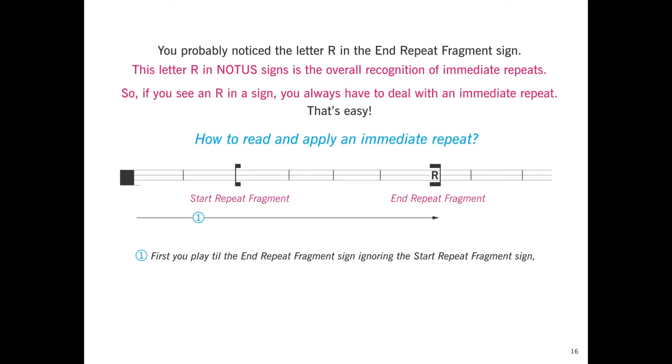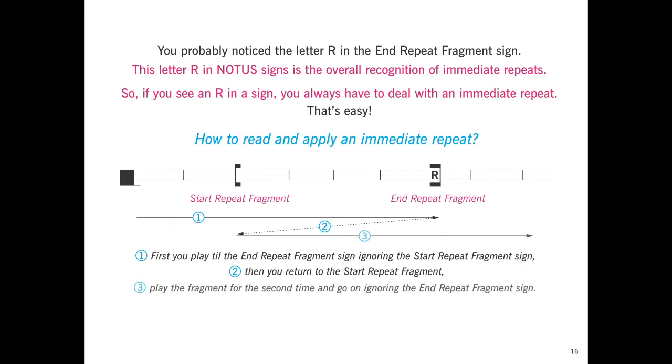How to read and apply an immediate repeat. First, you play till the end repeat fragment sign, ignoring the start repeat fragment sign. Then you return to the start repeat fragment. Now, play the fragment for the second time, and go on, ignoring the end repeat fragment sign. We want to draw your attention to the fact that there are more Nodus immediate repeat signs, but this one is the most used.